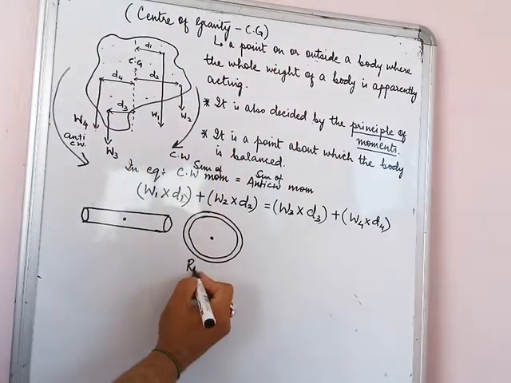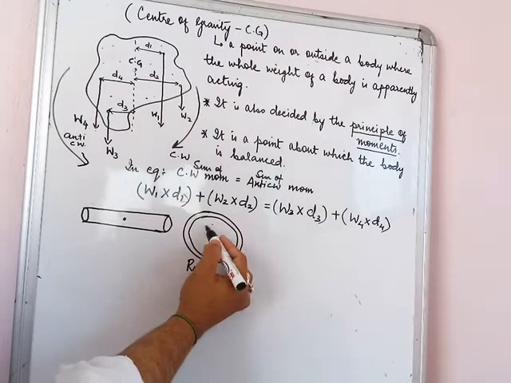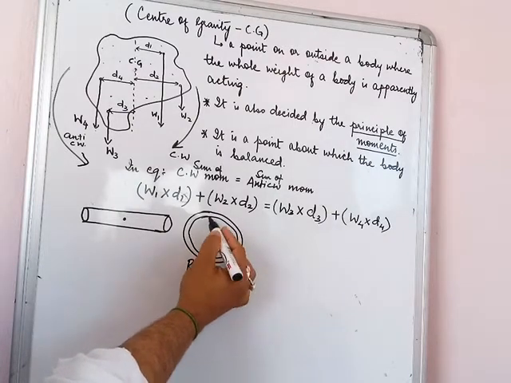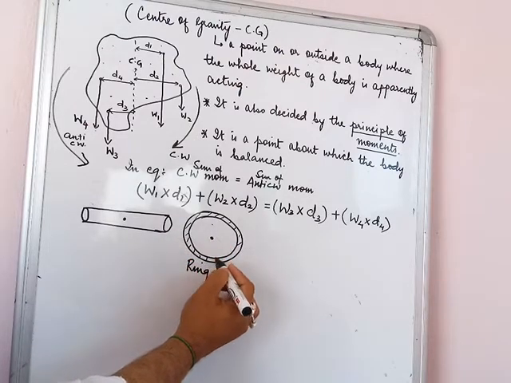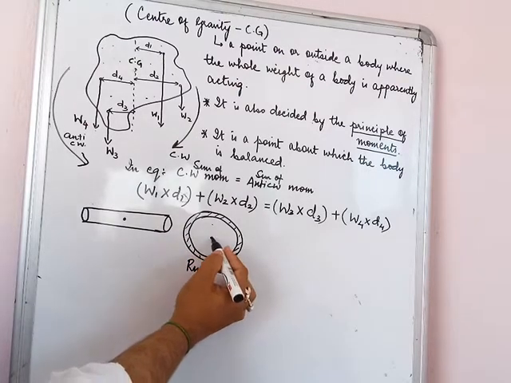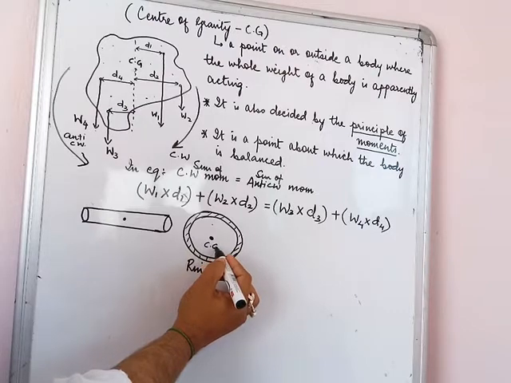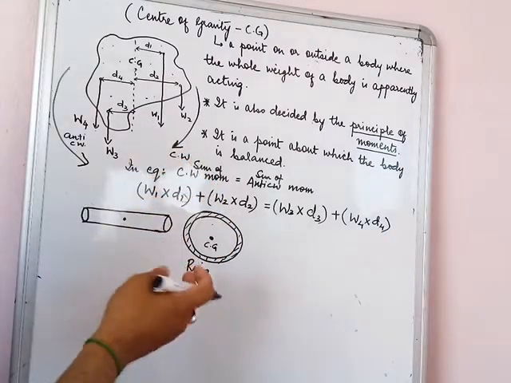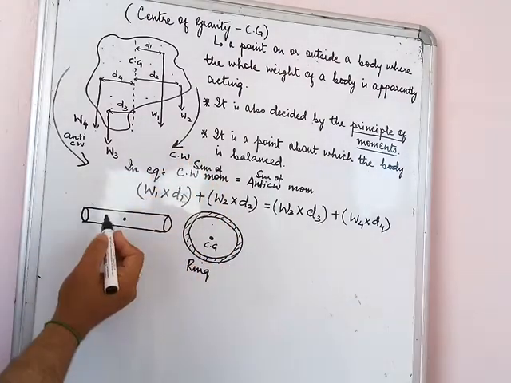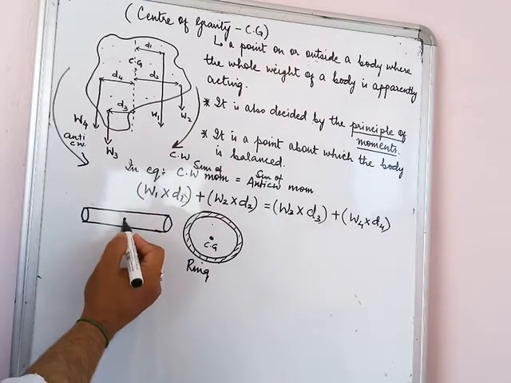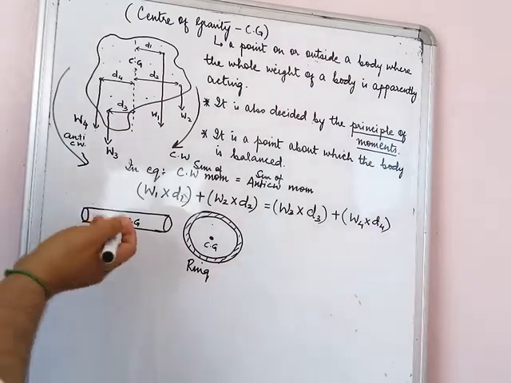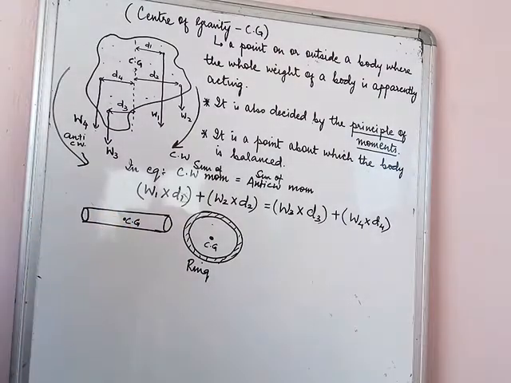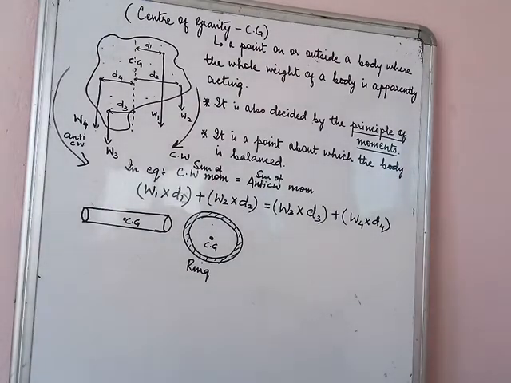If this is a ring, obviously there is no matter present over here. The matter is present only over here. So this is the center of gravity, which is not falling on the body, it is falling in the center of the body. Similarly, if this is a hollow cylinder, then the center of gravity is over here. There is no mass over here, but the center of gravity is over here. So that is about the center of gravity. There are some other shapes also given in the book, you may have a look.